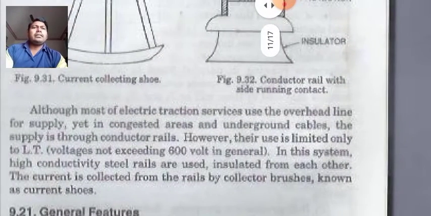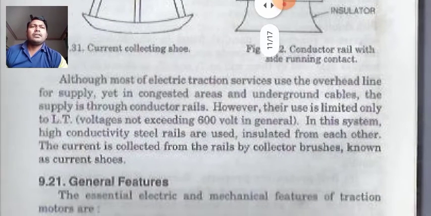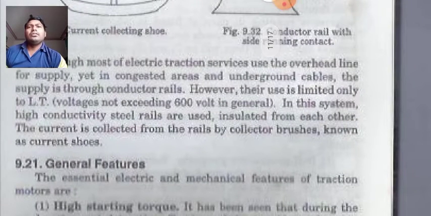Although most of the electric traction services use the overhead lines for supply, yet in congested areas and underground cables, the supply is through conductor rails. However, their use is limited only to low voltages not exceeding 600 volts. In this system, high conductivity steel rails are used, insulated from each other, and the current is collected from the rails by collector brushes, which are known as current shoes. Now, what are its general features?